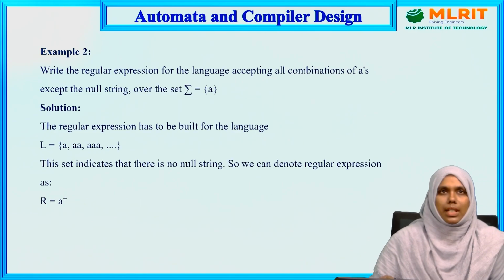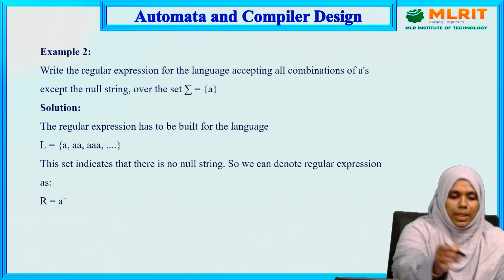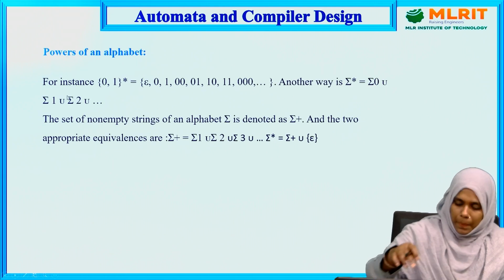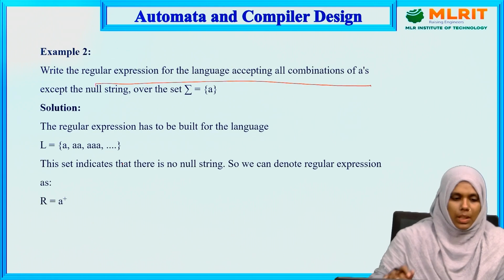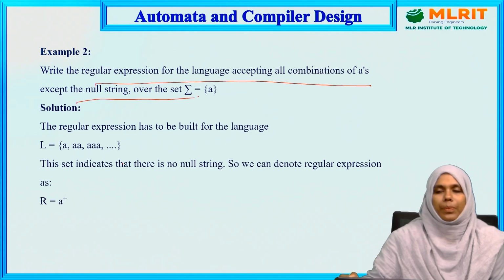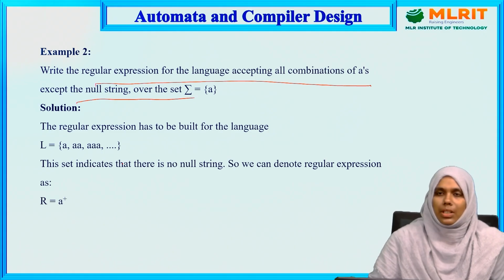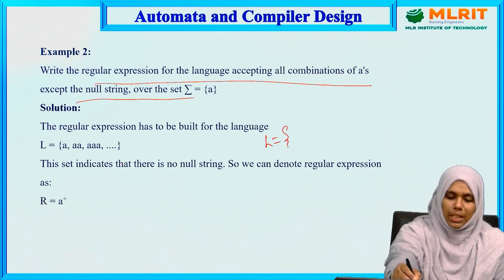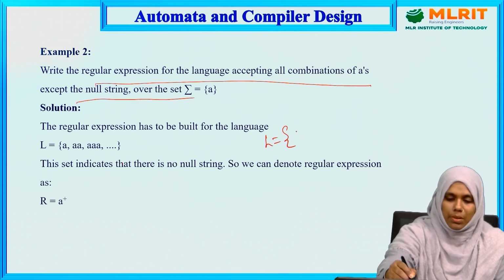Now coming to the second example: write the regular expression for the language accepting combinations of A's except the null string. That means it should take combinations of A's but not a null string. In the previous example we took the null string also. So this is similar to the previous example, but whenever we write the language, we should not use epsilon. That means the language should be A, double A, triple A, and so on.